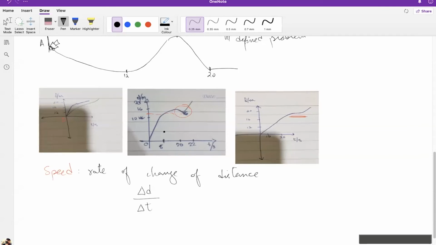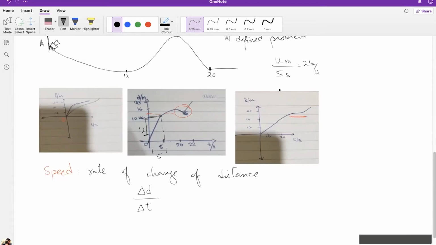All right, so this guy went from 0 to 5 and traveled 12 meters. So on the y-axis, the change is 12. On the x-axis, the change is 5. So how fast is this guy going? He is going 12 meters in 5 seconds. So that is what? 2.4 meters in 1 second.